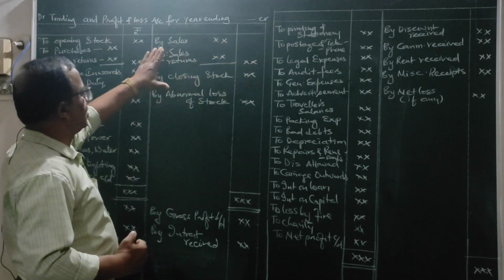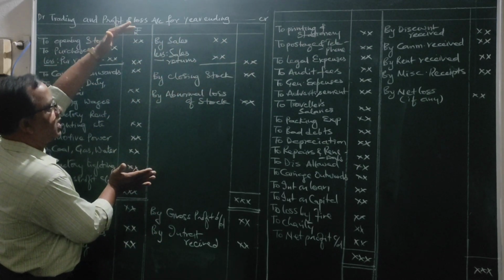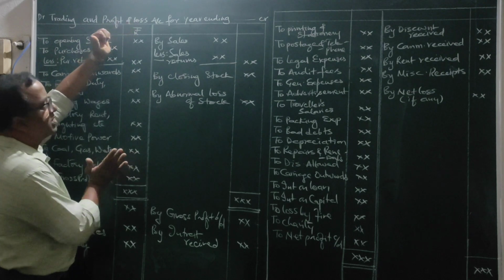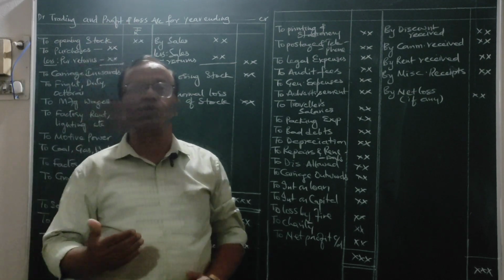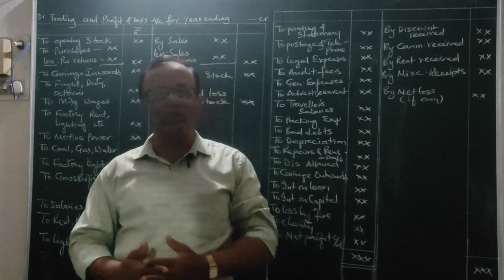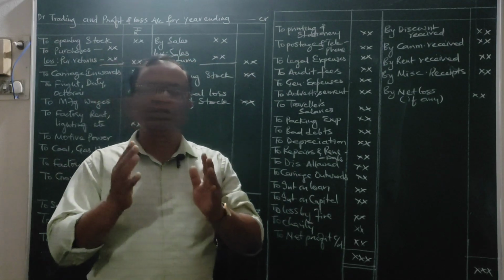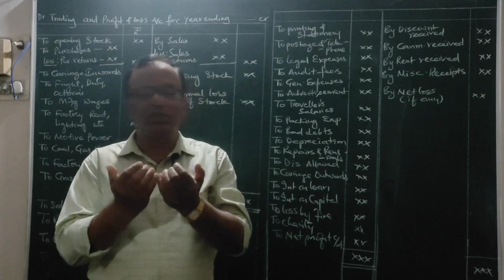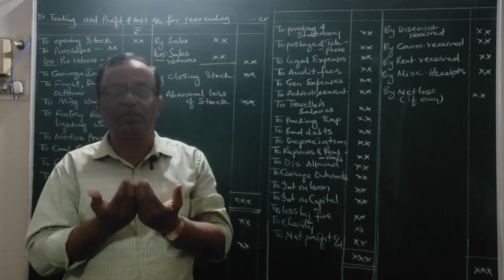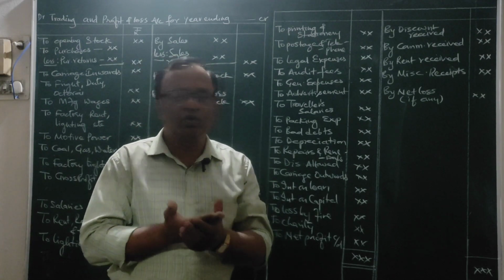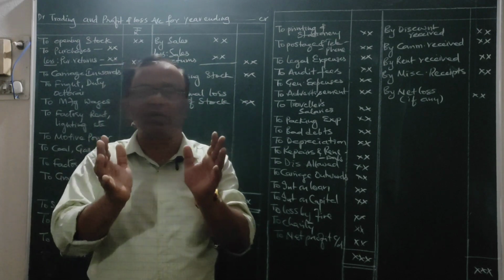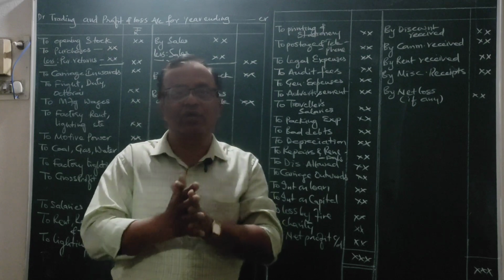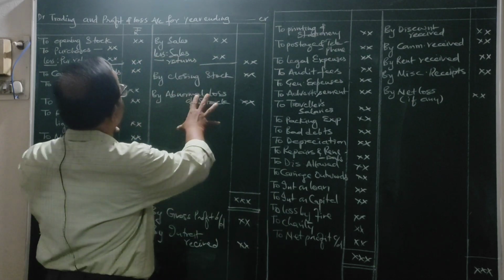Now coming to the trading account, this half we call the trading account. It is prepared simply to ascertain the outcome of the trading activity taken up by the businessman, in other words, the profit ascertained by purchasing goods and selling them. All the direct expenses and direct incomes associated with trading are represented in this trading account.